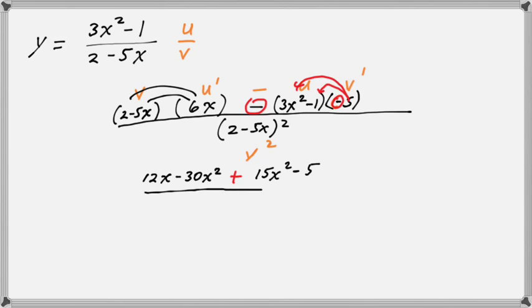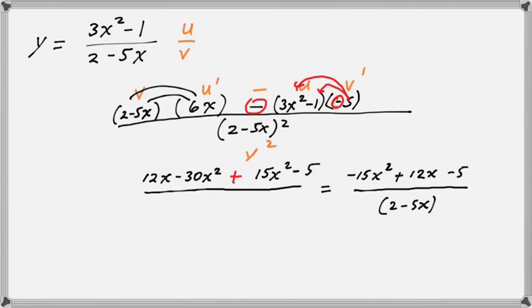And so if I keep cleaning the numerator up, what do I get? How many x squareds? Would that be a negative 15x squared? Is it only 12x, I think? And minus 5? All divided by 2 minus 5x quantity squared. Now let me just double check my arithmetic, but I believe this is correct.